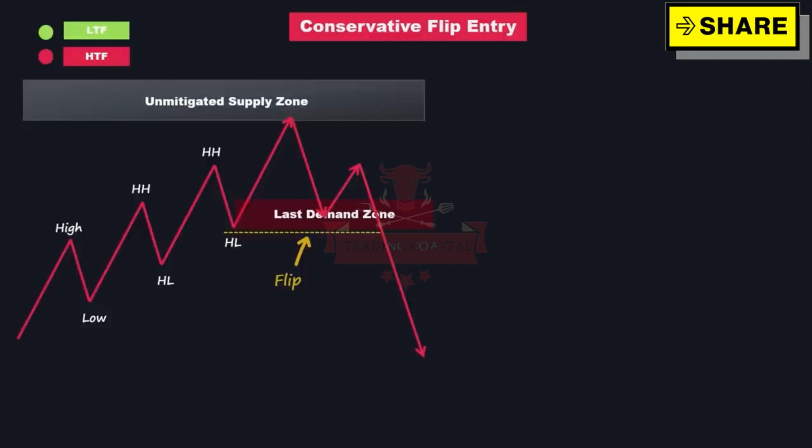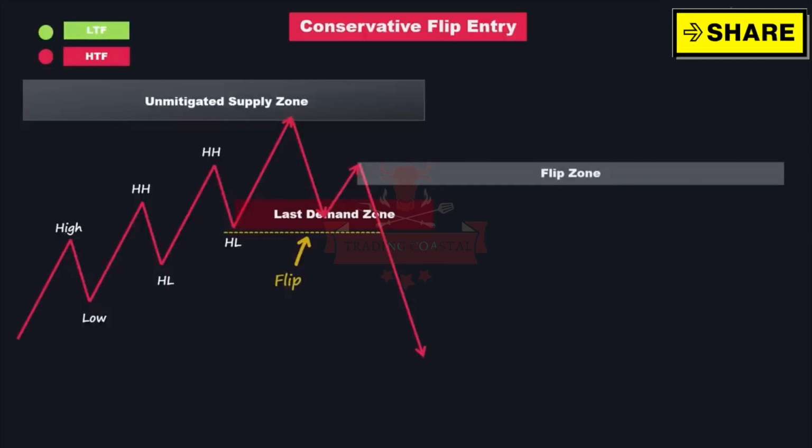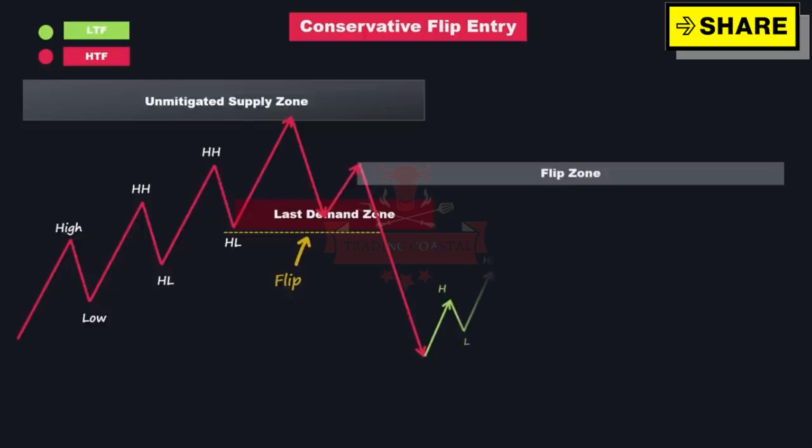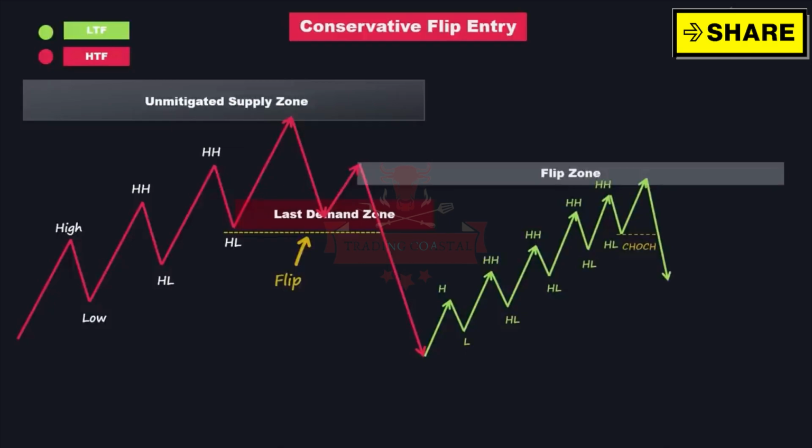First, we should identify and highlight the flip zone created by the wave that flipped the demand zone. Then, we need to zoom into a lower time frame and patiently wait for the price to return to the flip zone and demonstrate a major change of character.